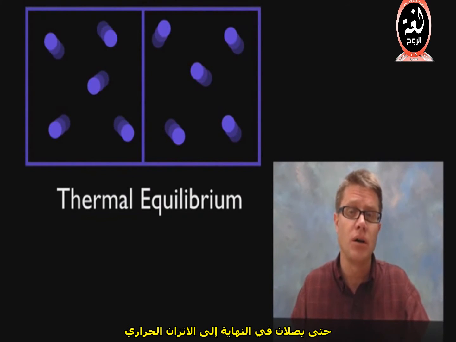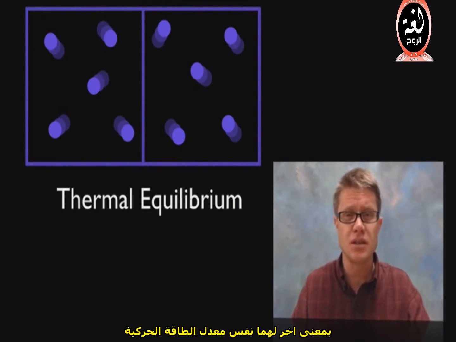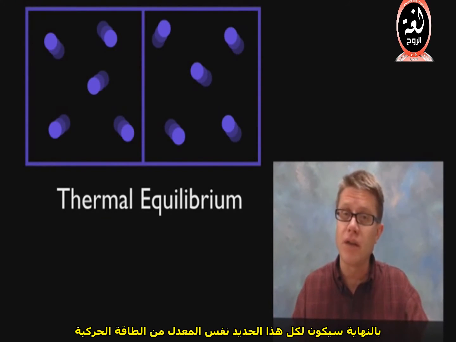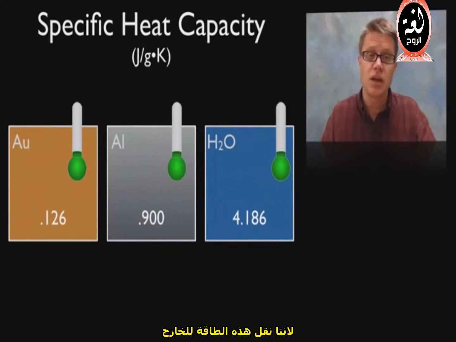until they eventually reach what we call thermal equilibrium. In other words, it's the same average kinetic energy on both sides. And that picture I showed you of iron at the beginning, eventually what's going to happen is all of that iron is going to have the same amount of kinetic energy because we've transferred that energy out.